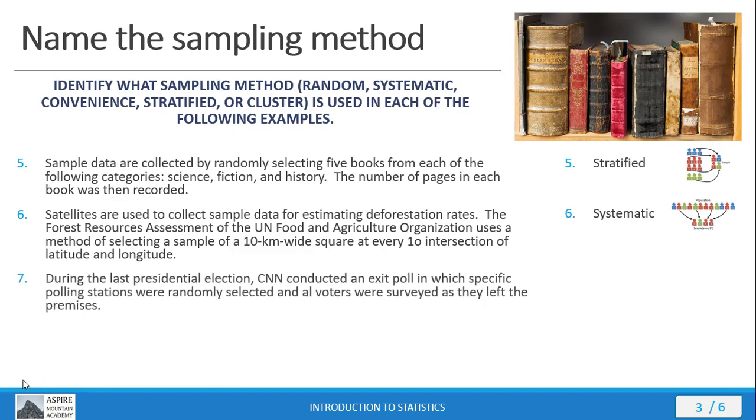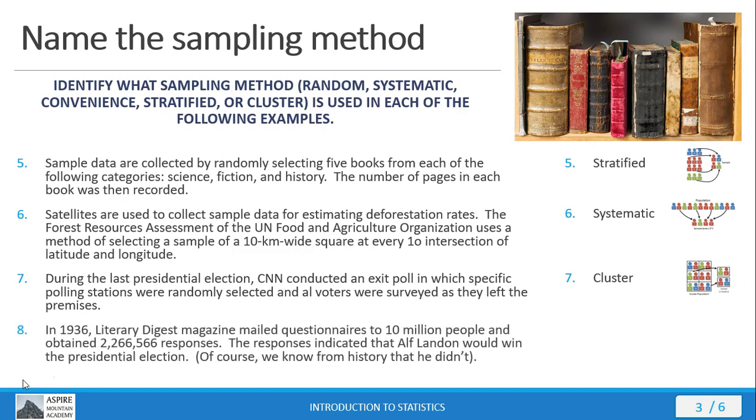Okay, next we have CNN conducting an exit poll during the last presidential election in which specific polling stations were randomly selected, and then all the voters were surveyed as they left the premises. What do we have here? Well, this is cluster sampling. You're randomly selecting groups within the population, in this case, polling stations, and then taking everything in those groups that were selected.